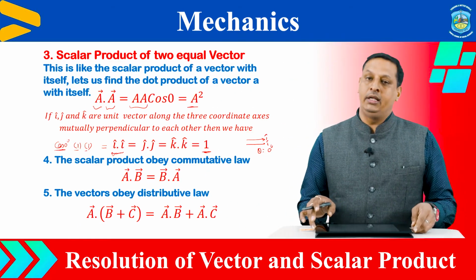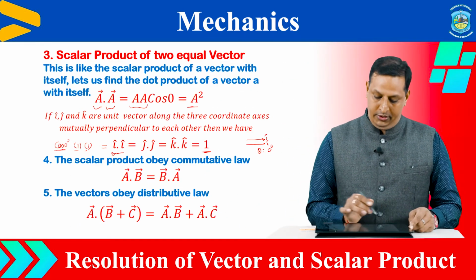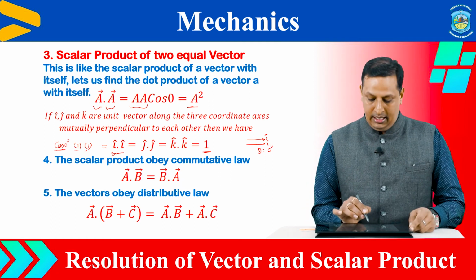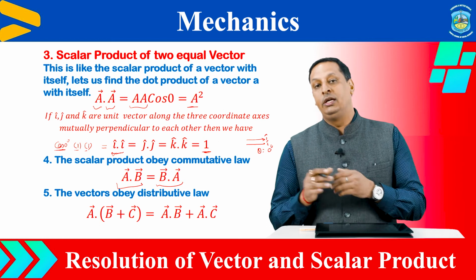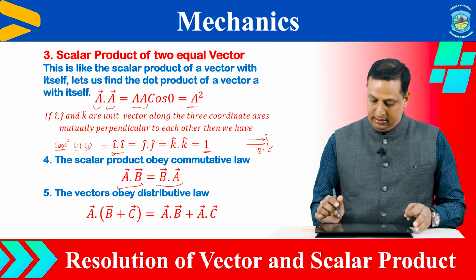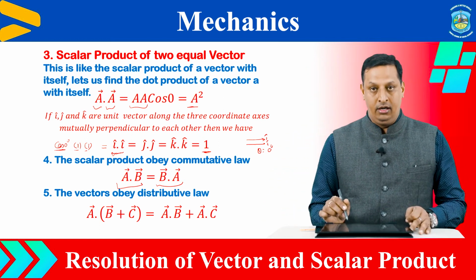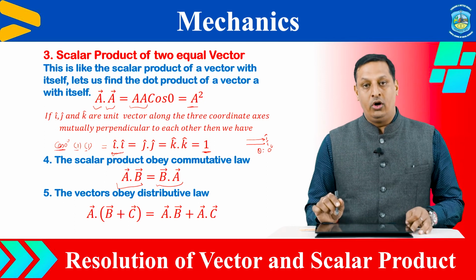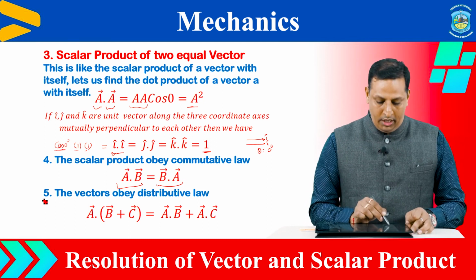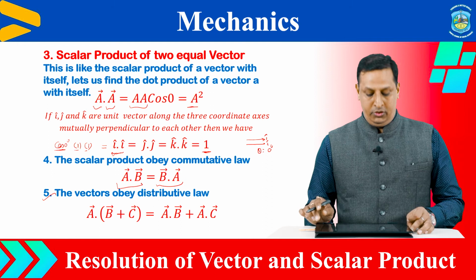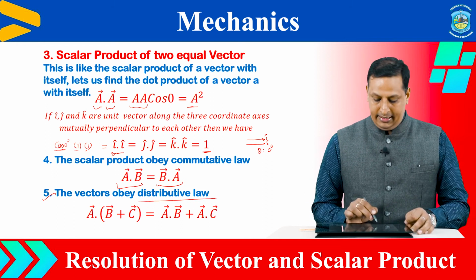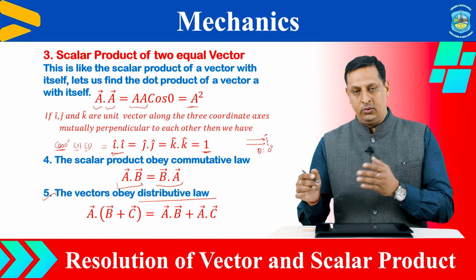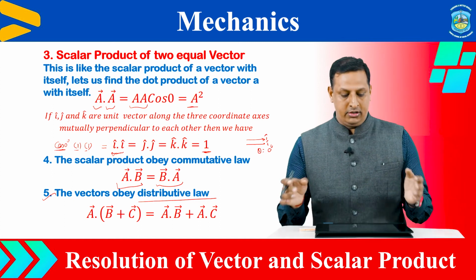The other two properties of dot products are these. The dot product obeys the commutative law, as I have also mentioned earlier, that A dot B is equal to B dot A. There will be no change; by changing the order, the dot product will not alter. Another one is that the dot product obeys the distributive law. The distributive law is like A dot (B plus C) equals A dot B plus A dot C.